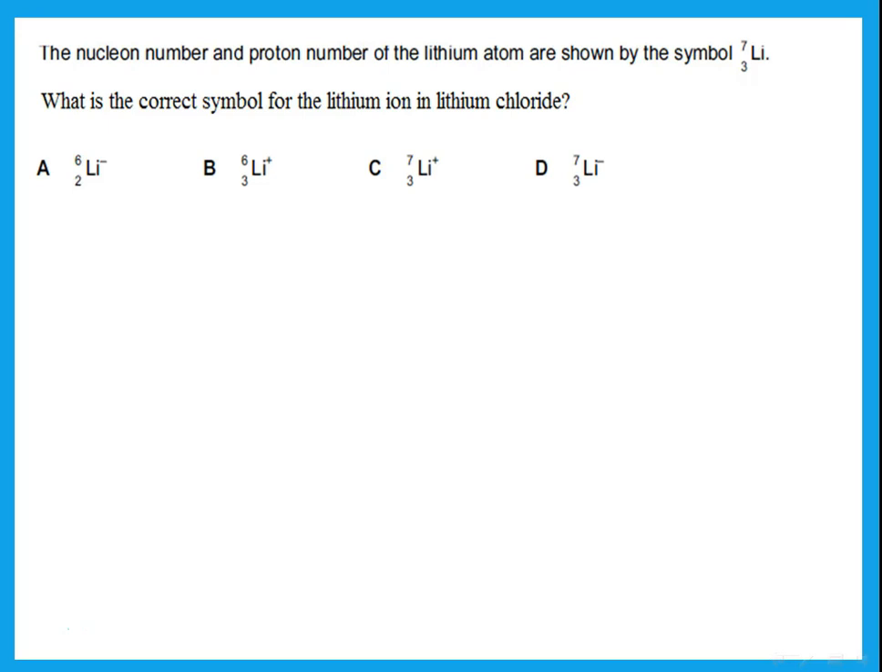Now, when it loses an electron, does the atomic number change? We said basically the atomic number, which is the smaller number, is the number of protons. Did we change the number of protons? No, we didn't. So the small number, or the number of protons, is still 3. Now, did we change the mass number or the nucleon number? The nucleon number, or the big number, is the number of protons and neutrons. It has nothing to do with the number of electrons, and the protons and neutrons did not change, so the mass number is still the same. So the lithium ion has the same atomic number, the same mass number, just an extra positive charge.